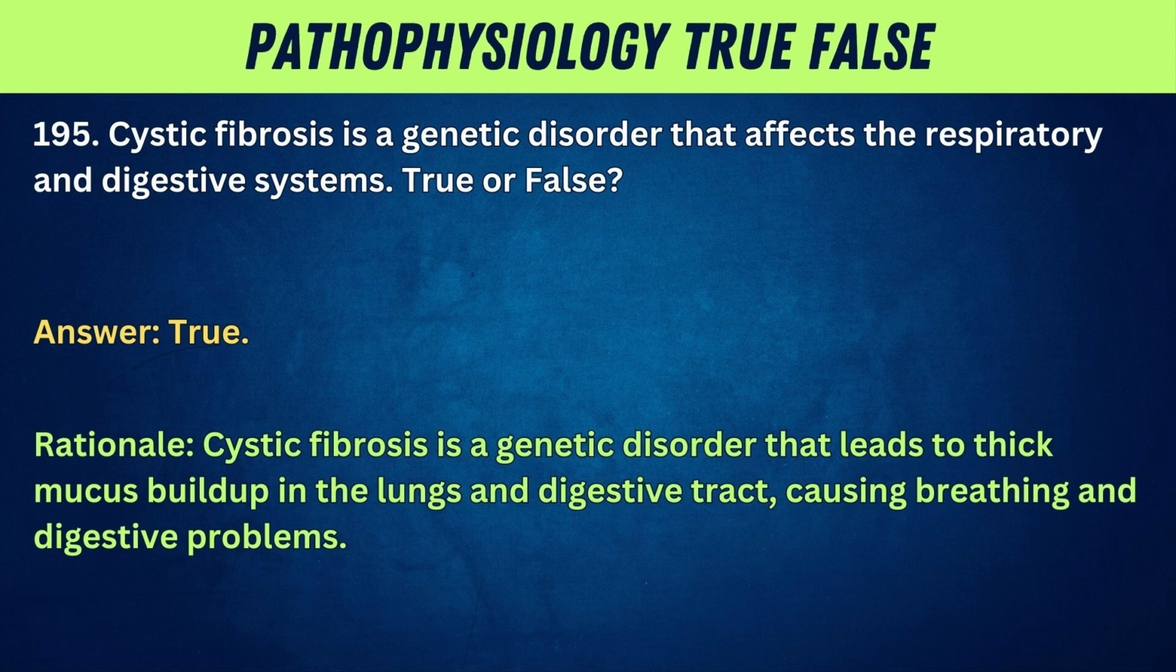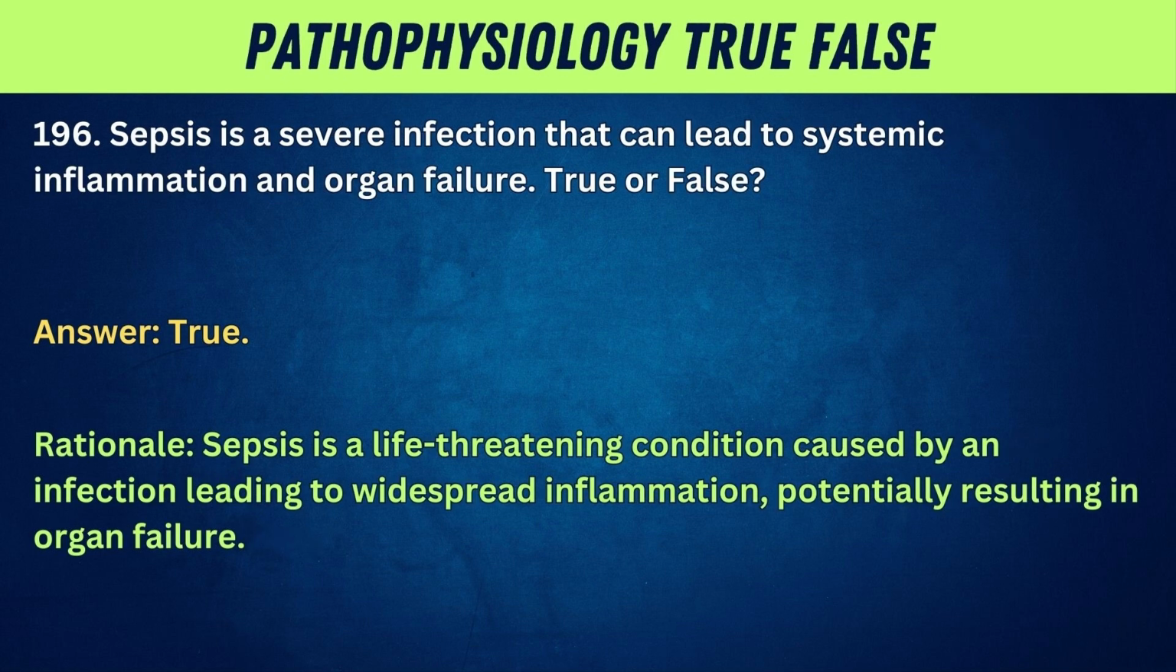195. Cystic fibrosis is a genetic disorder that affects the respiratory and digestive systems. True or false? Answer: true. Rationale: cystic fibrosis is a genetic disorder that leads to thick mucus buildup in the lungs and digestive tract, causing breathing and digestive problems.